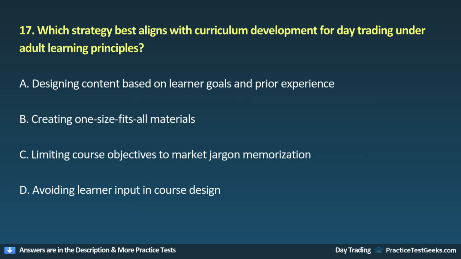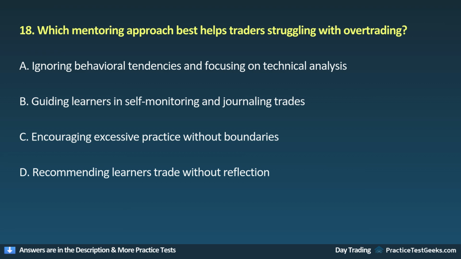17. Which strategy best aligns with curriculum development for day trading under adult learning principles? A. Designing content based on learner goals and prior experience. B. Creating one-size-fits-all materials. C. Limiting course objectives to market jargon memorization. D. Avoiding learner input in course design.